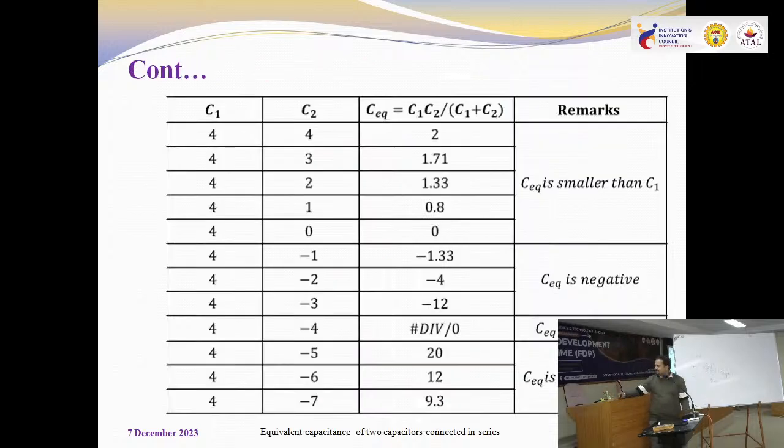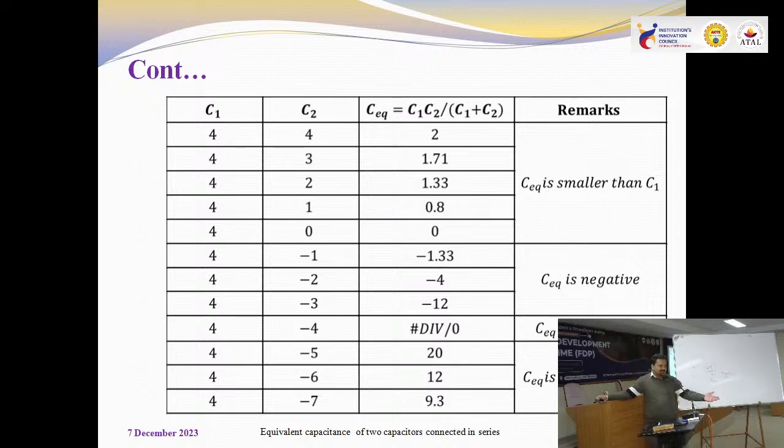So this is one table, which I think I showed yesterday also. This is C1, this is C2. C1 is fixed and positive. C2 is a variable capacitance which I am varying from 4 to -7. In the entire table C1 is fixed and C2 is varied from 4 to -7. Till 0, what is happening? C equivalent is smaller than C1.